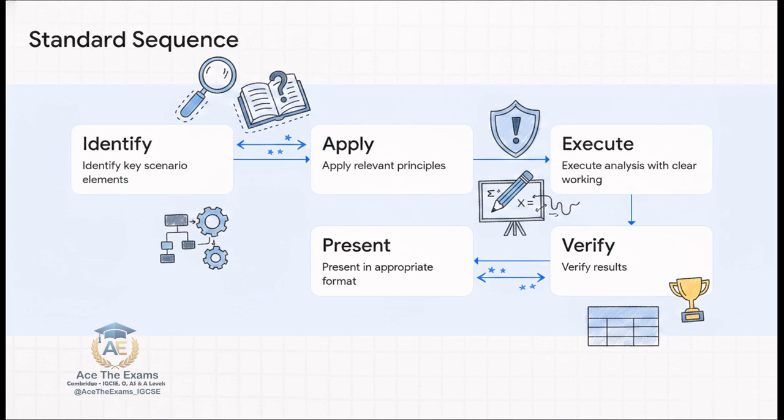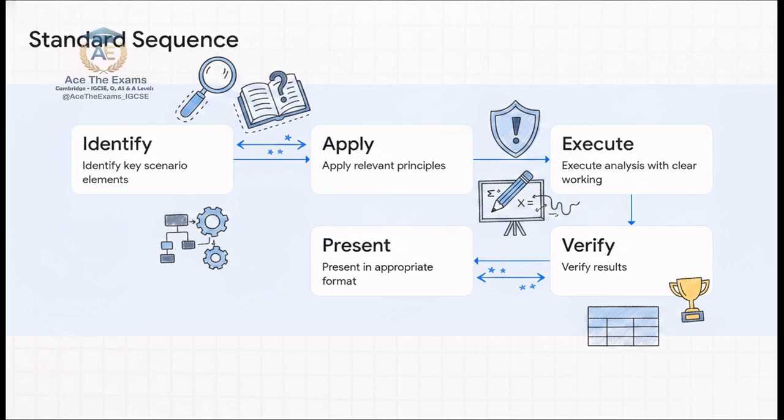Examiners love process. Systematic processing follows this exact 5-step standardized sequence. Step 1. Identify the key elements of the scenario. Ask yourself, what are the validation rules actually given in the prompt? Step 2. Apply relevant principles. Which data types are demanded by the command word?